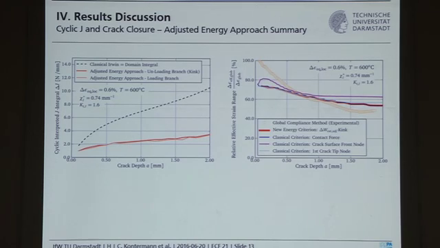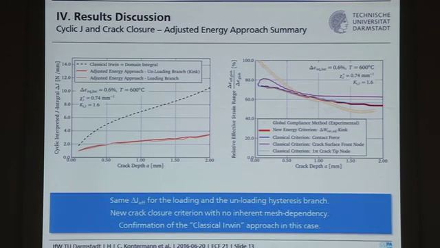You can surely look also at crack closure and compare this kink criterion with different criteria which are available in the literature, and you will find a very good correlation. But these are the important facts. So we have the same delta J effective for the loading and the unloading hysteresis branch, which is maybe very new. We have a new crack closure criterion identified with no inherent mesh dependency, and we could confirm the classical Irwin approach in this case.